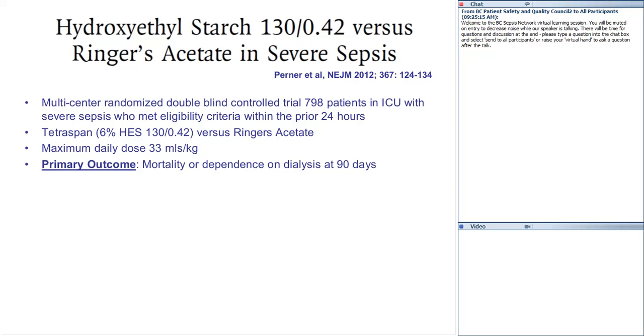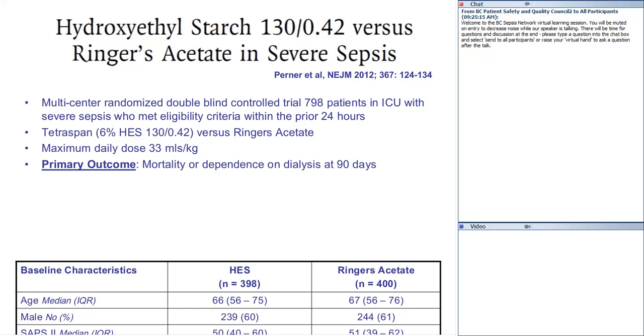They were randomized to Tetraspan, so it's a 6% hydroxyethyl starch, 130 kilodaltons, with a substitution of about 0.42, versus Ringer's acetate, and the maximum daily dose allowed was 33 mils per kilo. The primary outcome was mortality or dependence on dialysis at 90 days in that trial.